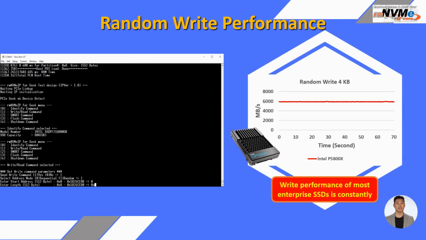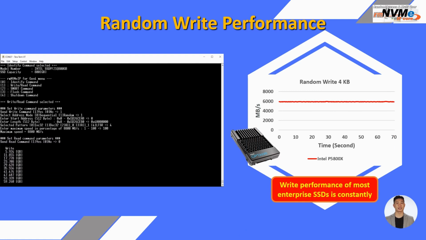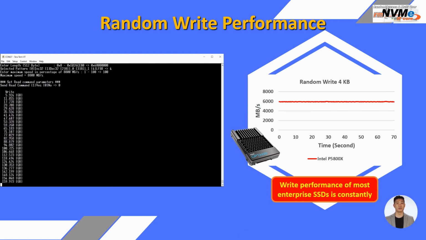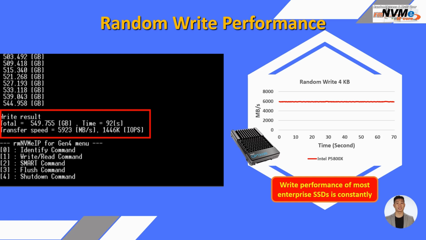First, let's see the write command with random access demo with two SSDs, Enterprise SSD and Commercial SSD. First, Intel P5800X, which is an Enterprise SSD, is demonstrated by using 4 KB random write to transfer 550 GB data. The write performance is very good, with constant speed at 5,900 MB per second.